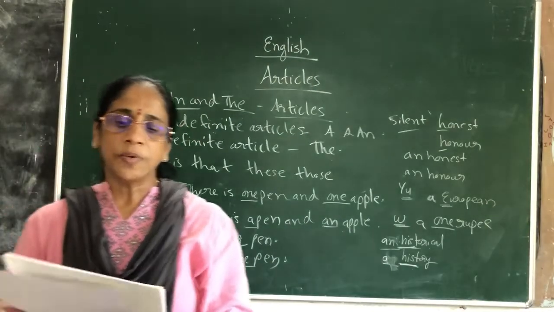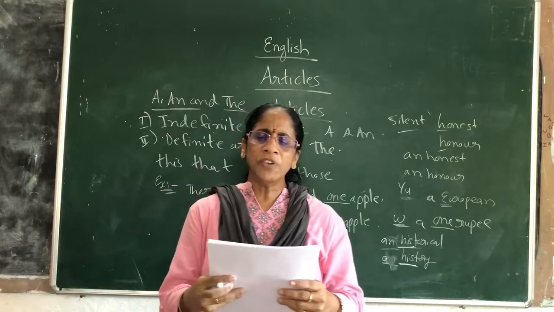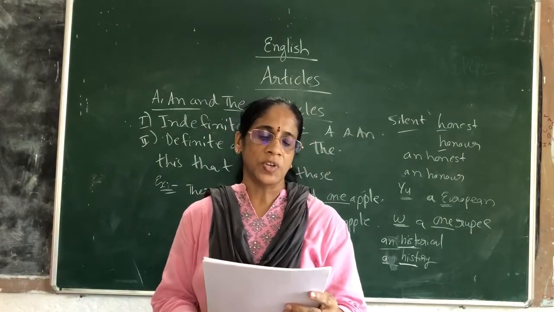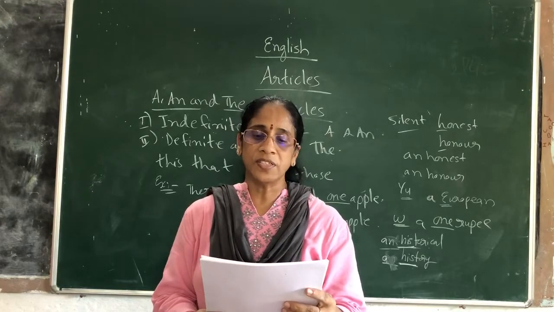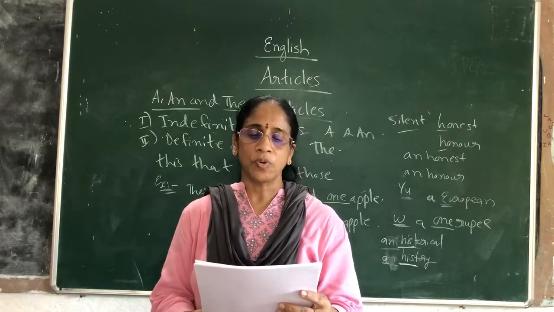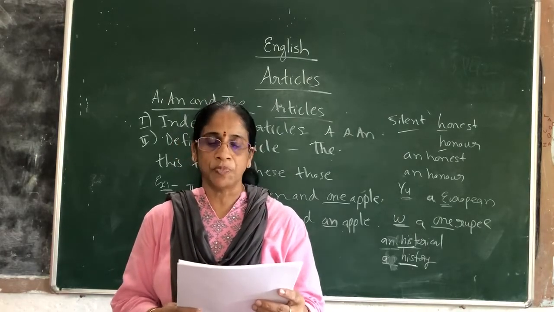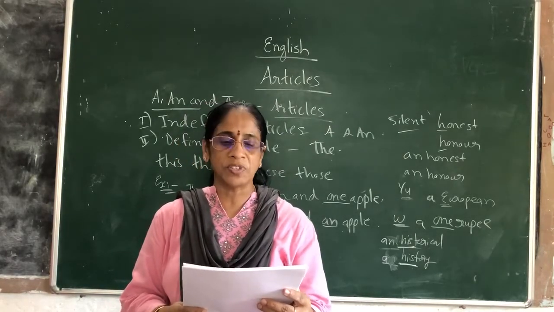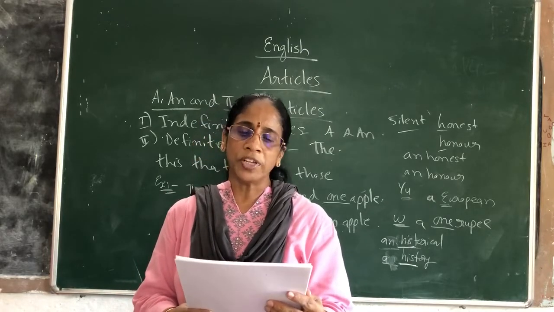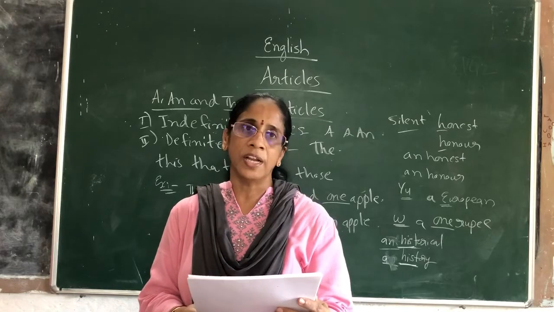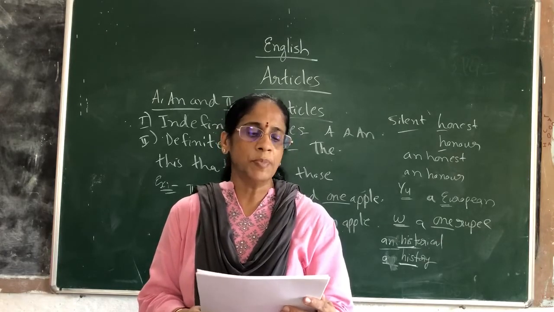The next rule: use "the" before a proper noun only when it is qualified by an adjective or a defining adjectival clause. Like the great Caesar, the immortal Shakespeare. Caesar is a proper noun, the name of a person, and Shakespeare is also the name of a person. The great Caesar, the immortal Shakespeare, the Mr. Roy whom you met last night is my uncle. Like this, when you are using them, you use "the" before them.